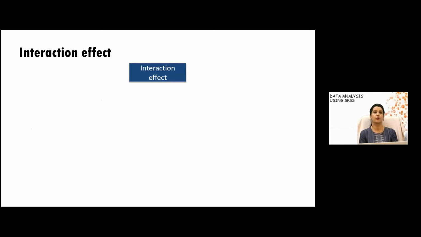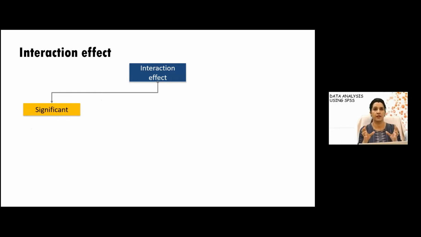So what to do if there is an interaction? If there is an interaction and the interaction is significant... see, there will always be an interaction. If in the population there is a gender and there is obesity, there will be an interaction. But we are saying whether that interaction is significant or not, and that we see by the p-value.